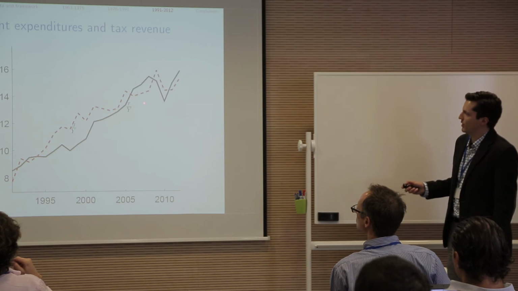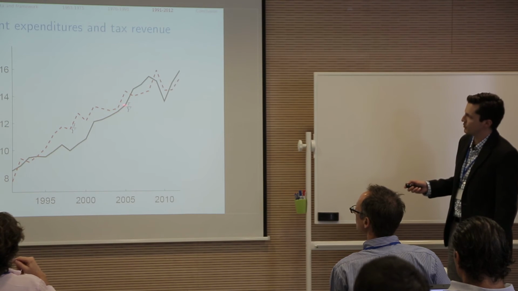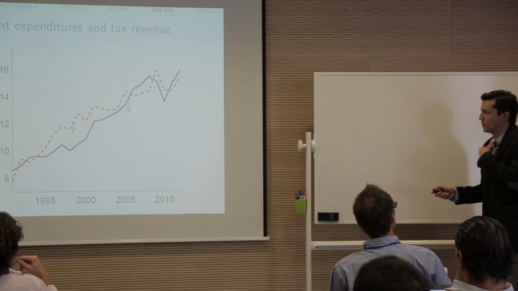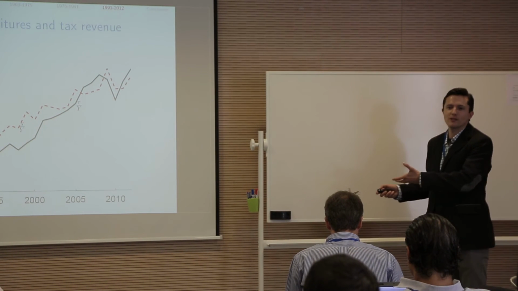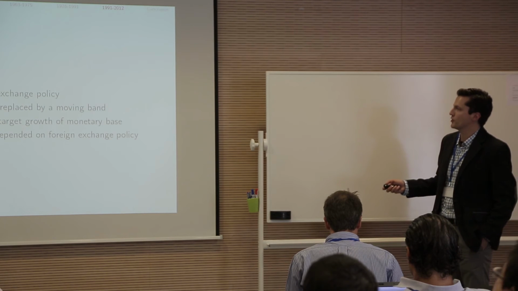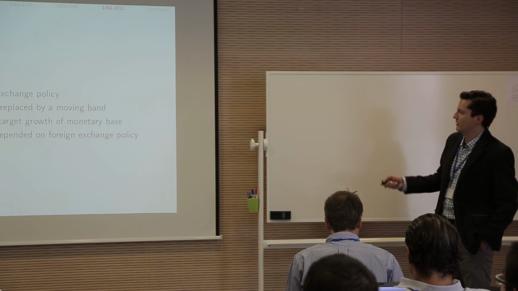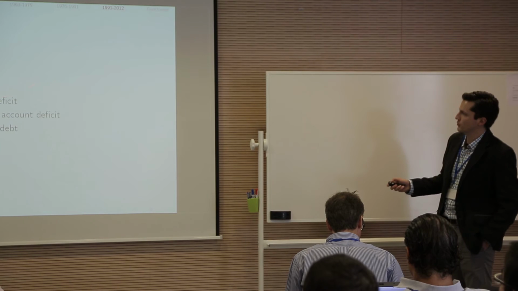Interestingly, the government expenditures are the red line, and the black line is tax revenue. Tax revenue has also been increasing, but the difference has also increased. So the deficit has also increased. Let me explain this through graphs.